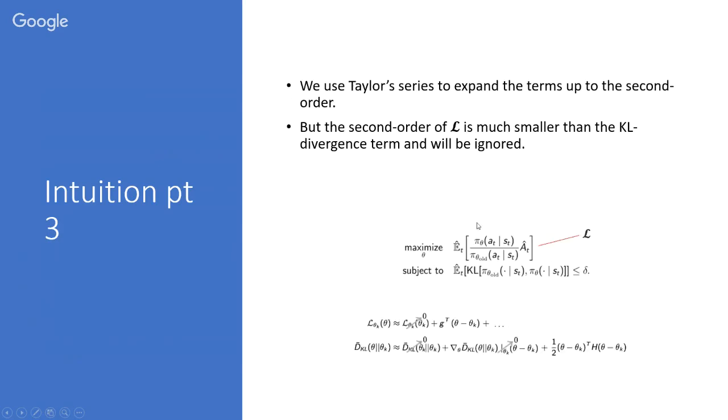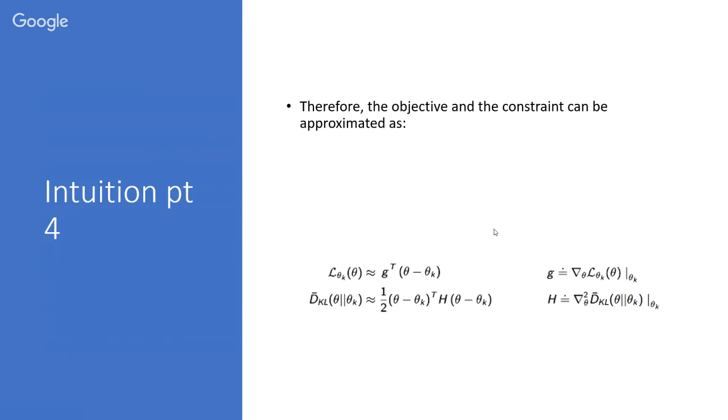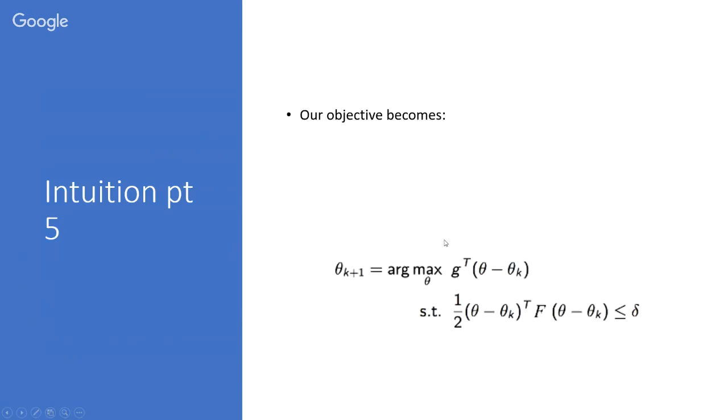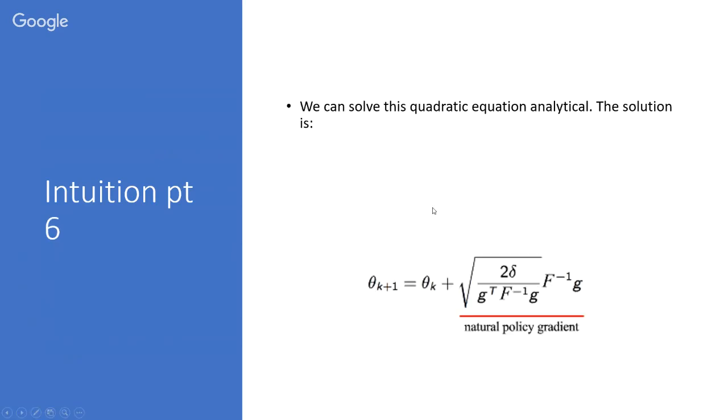We use the Taylor series to expand the terms up to the second order, but the second order of L is much smaller than the KL divergence term and will be ignored. Therefore, the objective and gradients can be approximated as the following. Our objective becomes the following, which I'll let you have a look through. We can solve this quadratic equation analytically, and the solution is below.